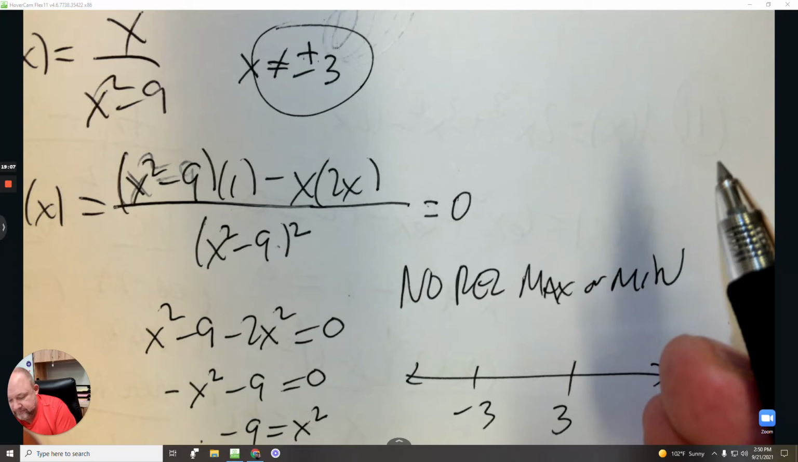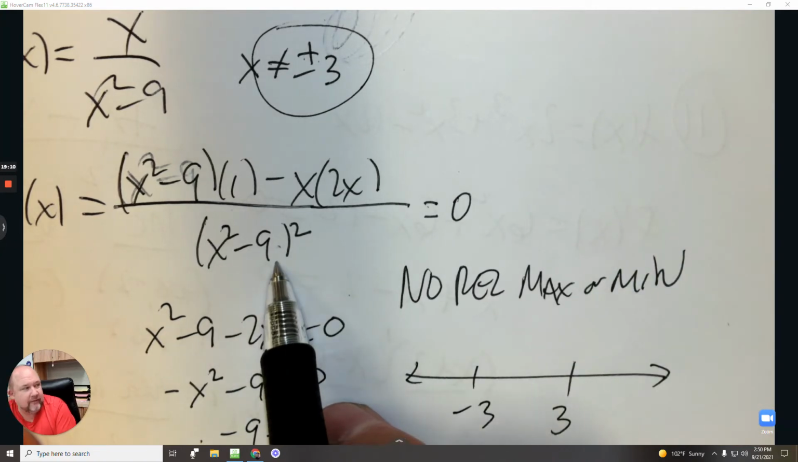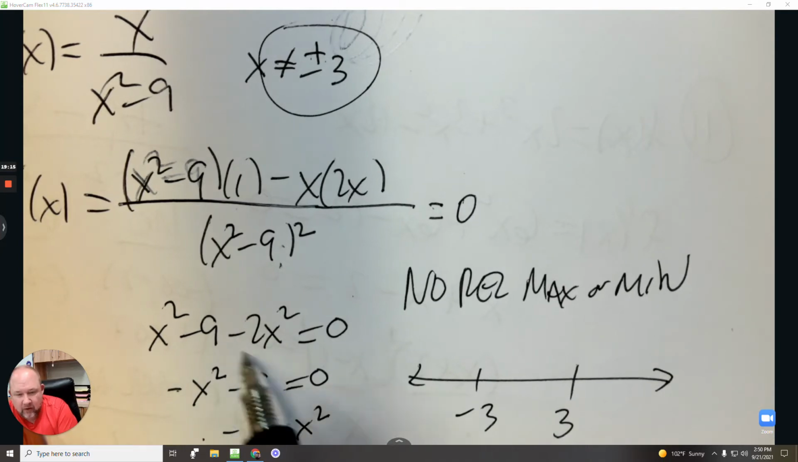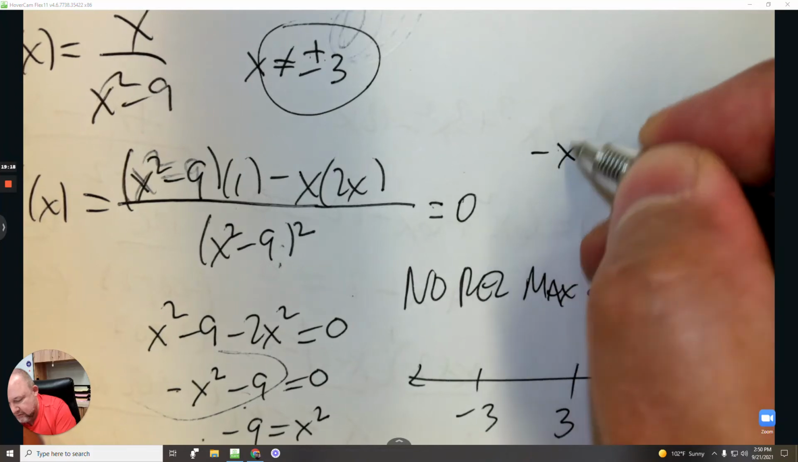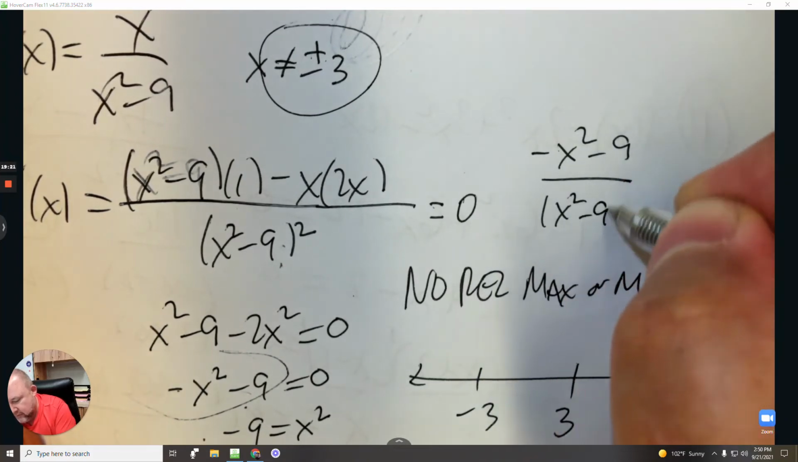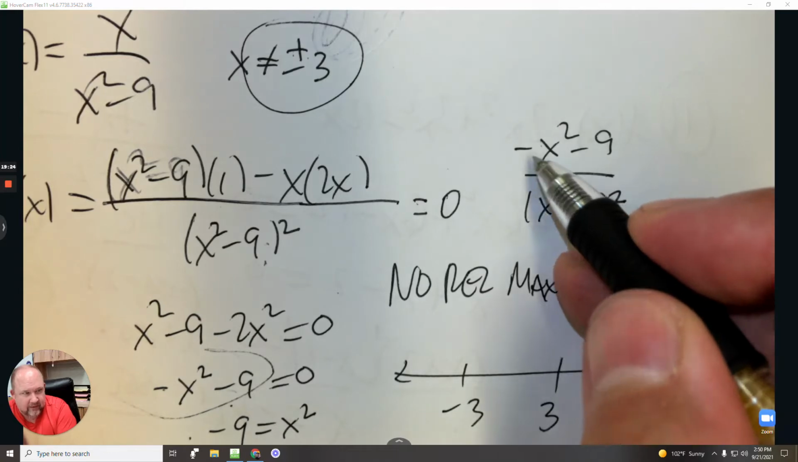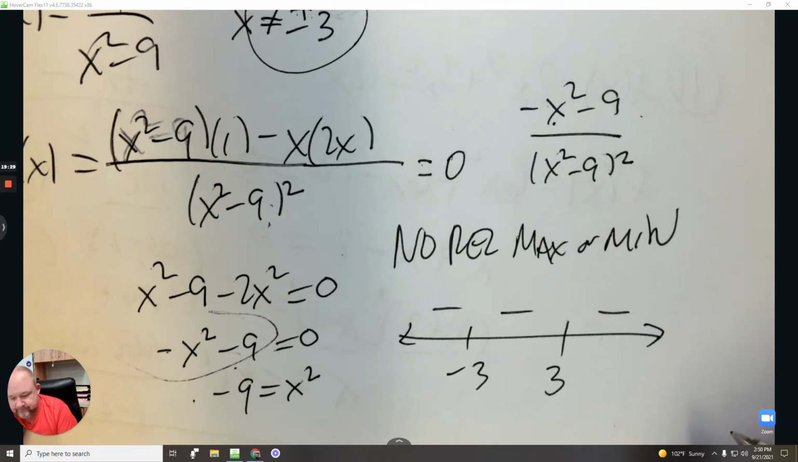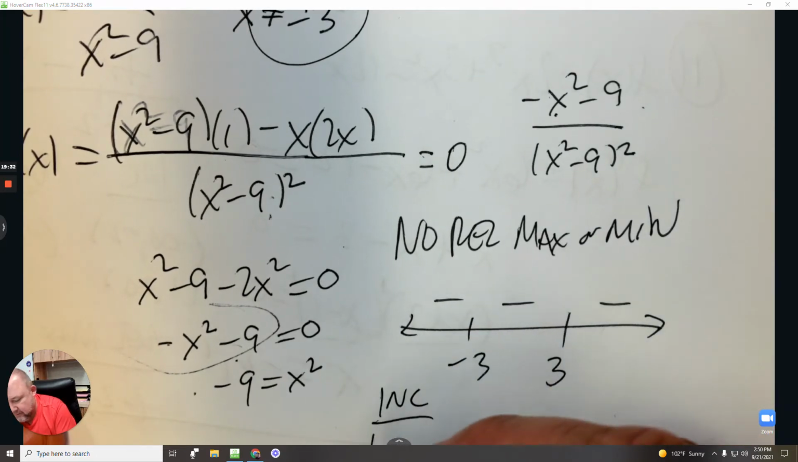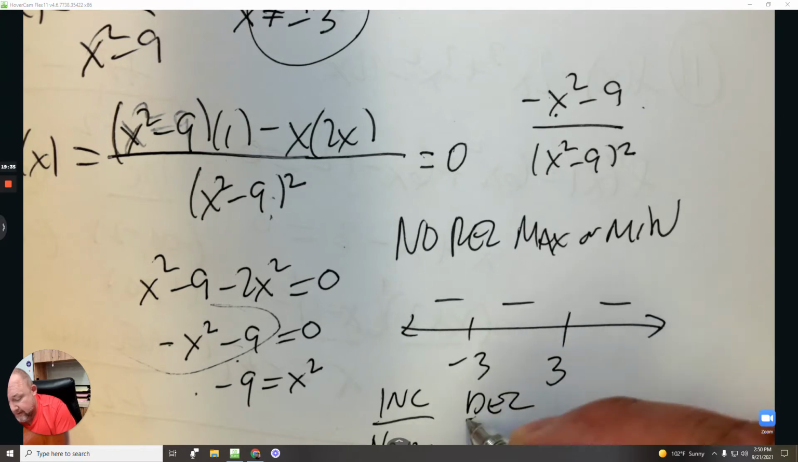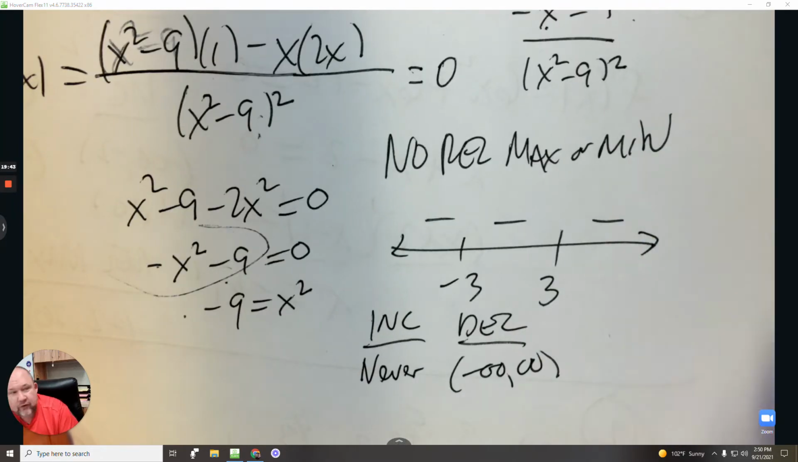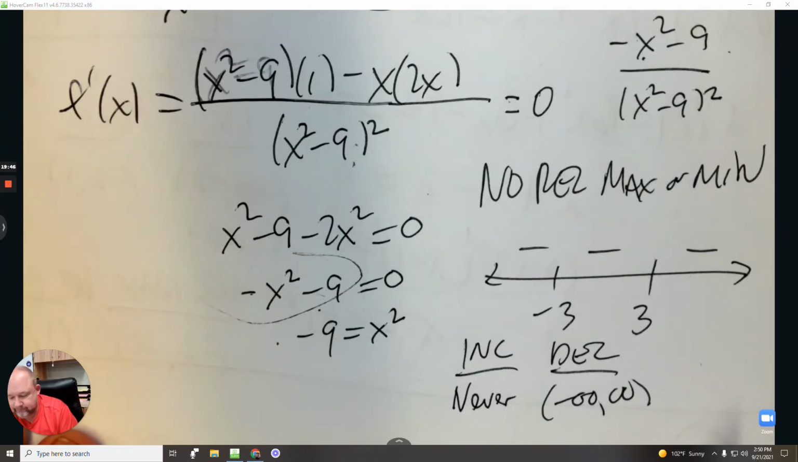And the denominator is always going to be positive. And the numerator, notice how we have a negative and a negative, no matter what, will always be negative. So if I look at negative x squared minus 9 over x squared minus 9 squared, no matter what number I put in for x, it will always be a negative over a positive. So that means it never increases. It's always decreasing. You can write it that way. And there's no relative max or mins. Number 15.